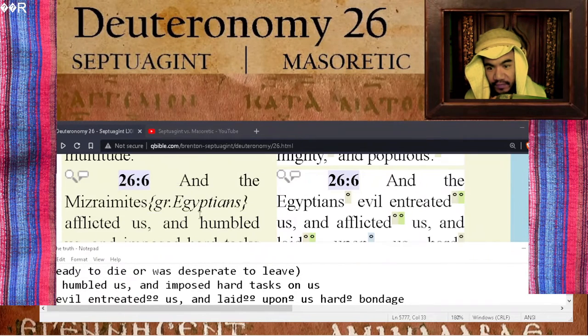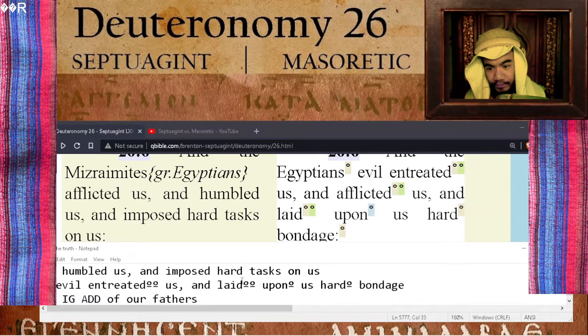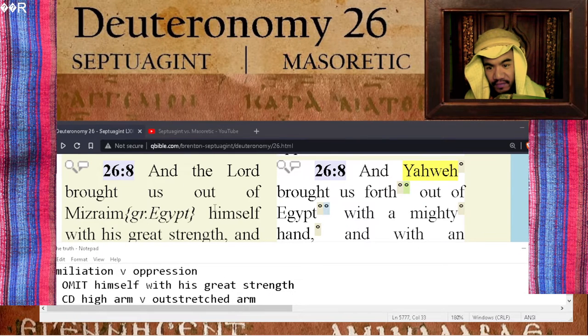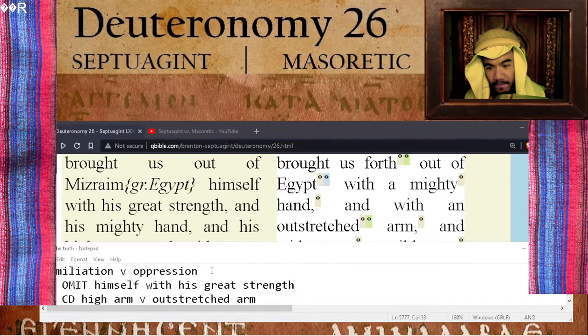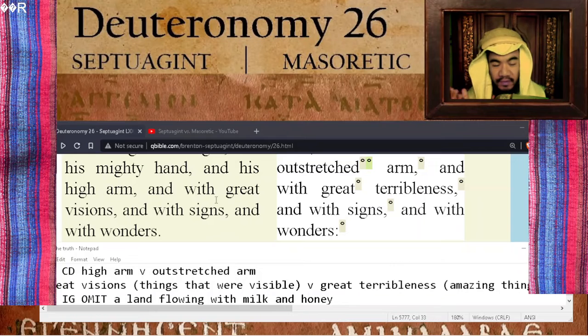Verse 6, it says here, humbled us and imposed hard tasks on us, versus evil entreated us and laid upon us hard bondage. Verse 7, we have the word humiliation being used versus oppression. Verse 8, we have an omission of himself with his great strength, referring to Yah. As well, there's the word great visions, things that were visible, versus great terribleness, which means amazing things, but they were not visible perhaps. It's not as explicit in the Masoretic.